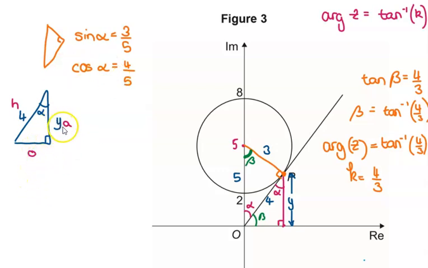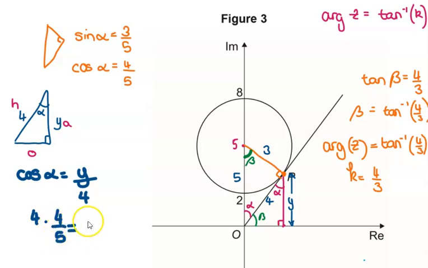Okay, so to find y, we've got adjacent and hypotenuse, so that's cos. So cos of alpha is equal to adjacent over hypotenuse. Cos of alpha from up here is 4/5. So 4 times, bring that up, cos alpha is 4/5. We've got that y is equal to 16/5. Or you might prefer to write that as 3.2.